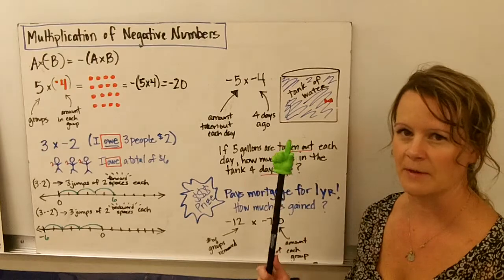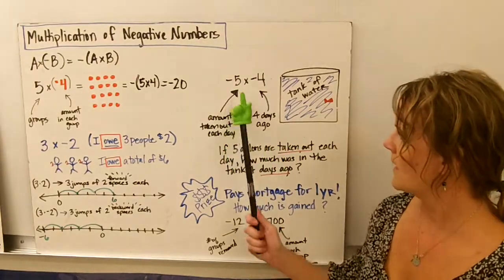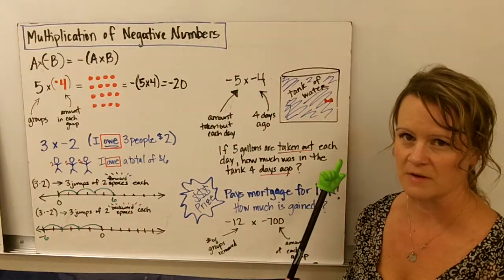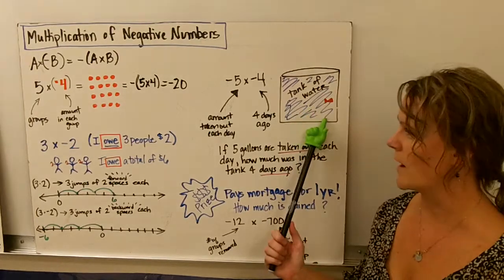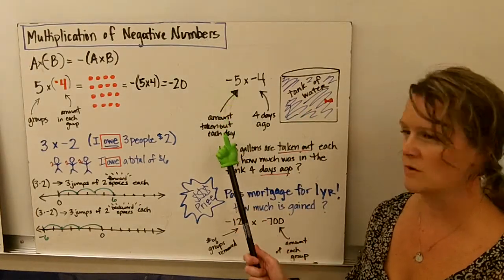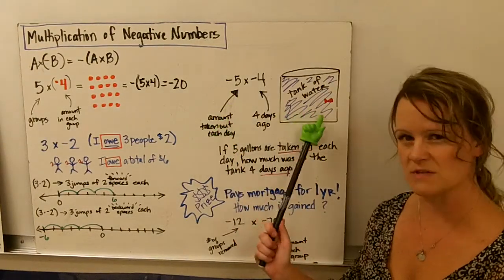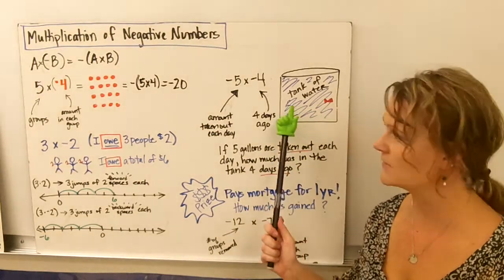So here's one example that might hopefully make sense to you. Negative 5 times negative 4 is what I'm going to talk about. And so if I have a tank of water, and my negative 5 is going to represent the amount that's taken out, or that's leaking out of the tank every day.